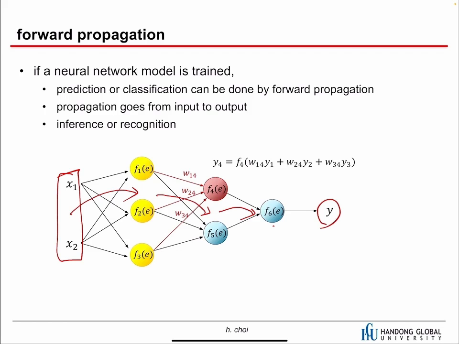If it is a binary classification, then one node is enough, right? Depending on this y, if the value of y is less than 0.5, then it is class 1, otherwise it's class 2. Or if it is a regression, let's say y is the temperature, then given this input x, we can estimate the temperature of this room. That's what forward propagation does.